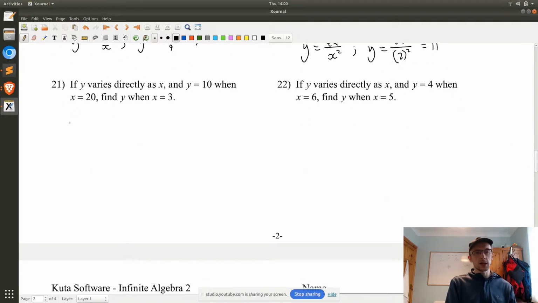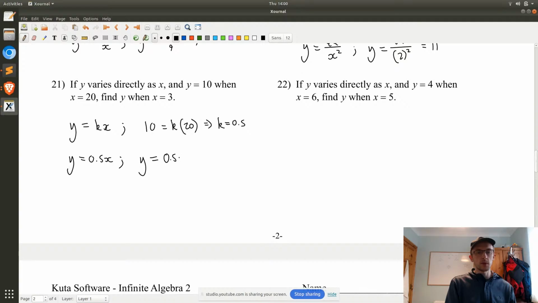If y varies directly as x, so y equals kx, and y is equal to 10 when x equals 20. So 10 equals k times 20, which implies that k is a half, or 0.5. So y equals 0.5x. We need to find y when x is equal to 3. So 0.5 times 3, which is 1.5.